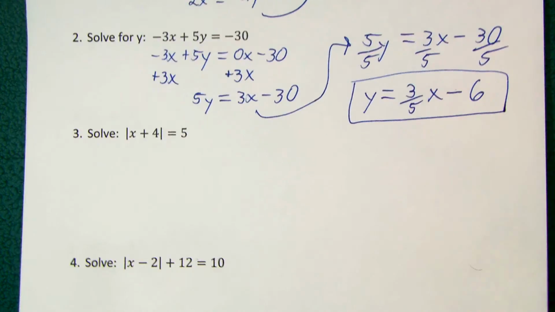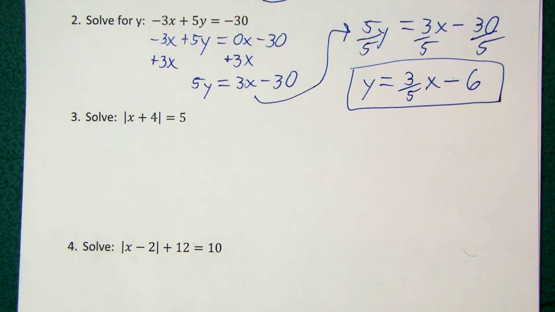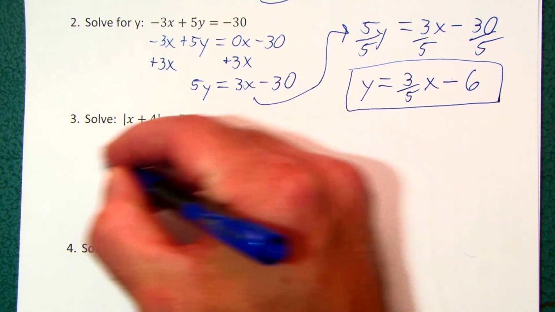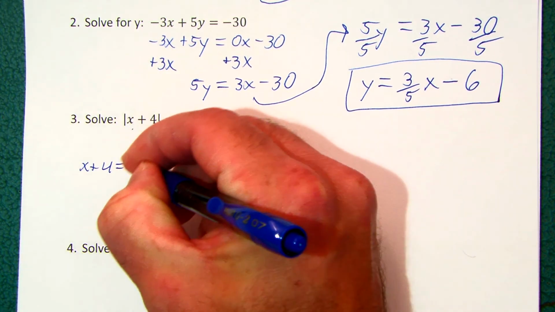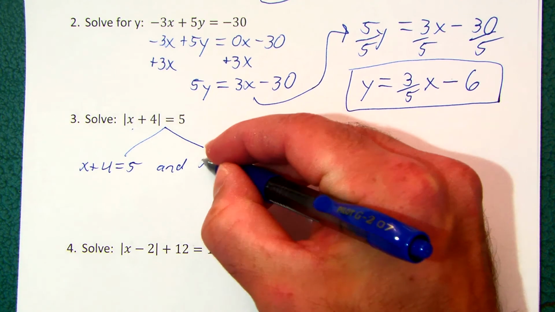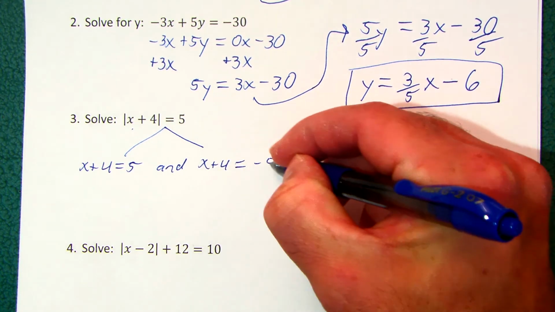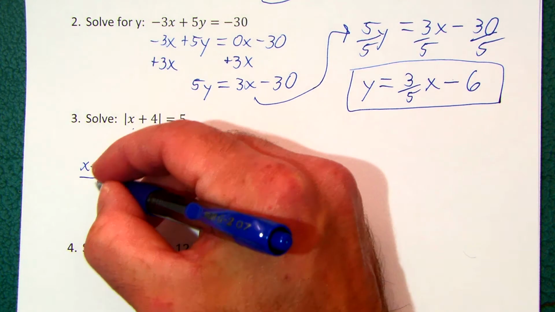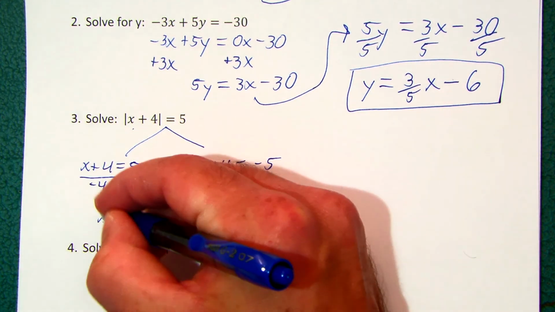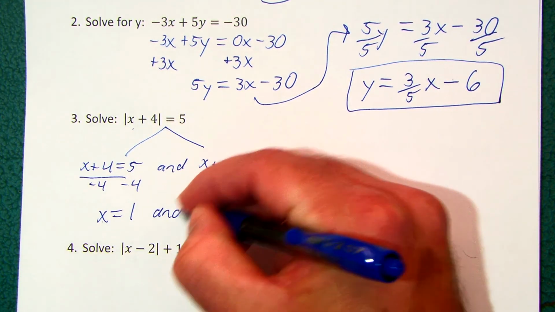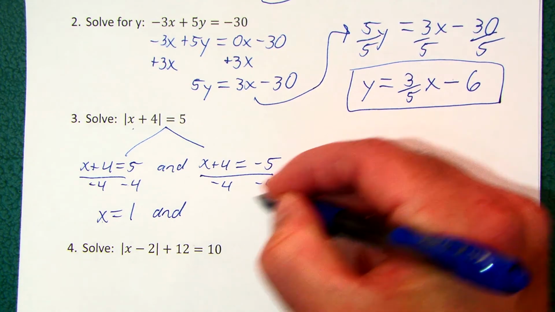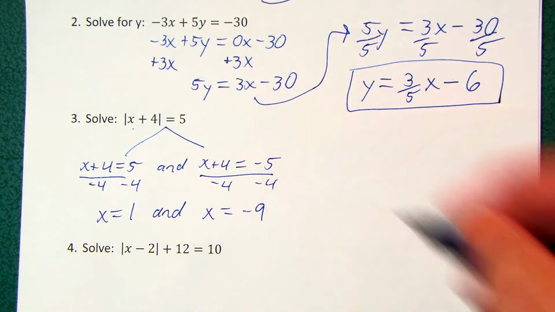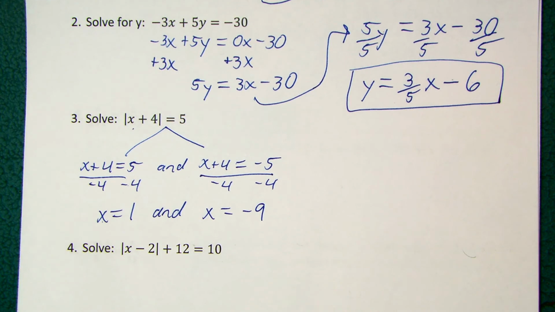Alright, so next up we have some absolute value equations. So remember, big thing here is you're going to get those 2 solutions. Okay, if your absolute value equals a positive, you're always going to have 2 solutions because I can have x plus 4 equals 5, and I could also have x plus 4 equals negative 5. So subtract 4 from both sides, I get x equals 1, and subtract 4, x equals negative 9. And those are your 2 answers there.